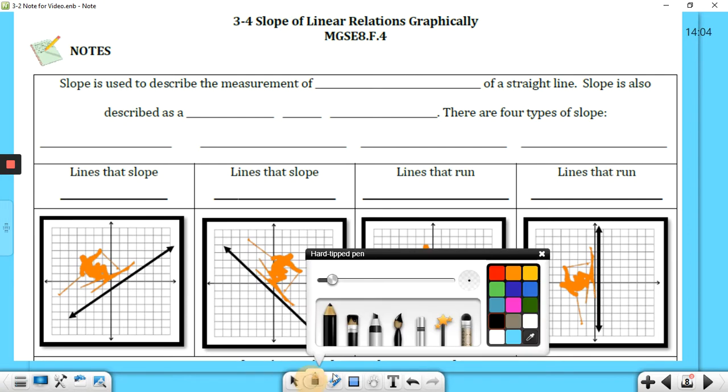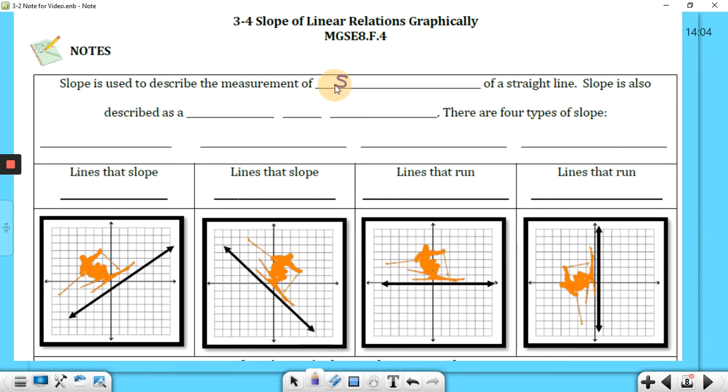All right, let's take a few notes. Slope is used to describe the measurement of steepness of a straight line. Slope is also described as the rate of change. There are four types of slope.